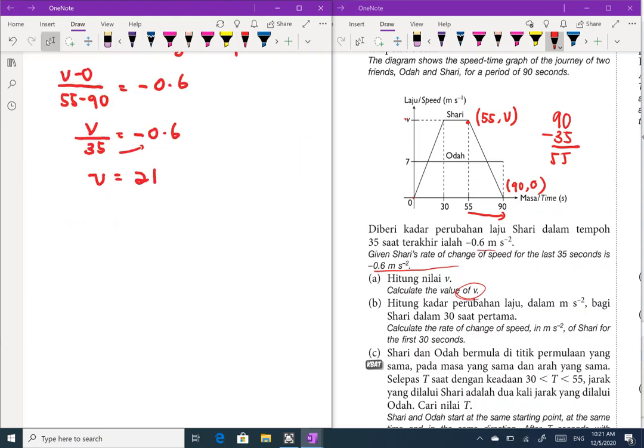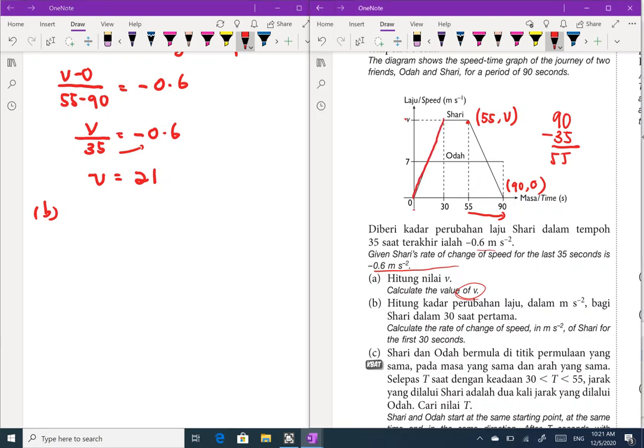Question B. Calculate the rate of change of speed in ms negative 2 of Sari for the first 30 seconds. I want to know the rate of change for these 30 seconds. Still using the rate of change of speed.